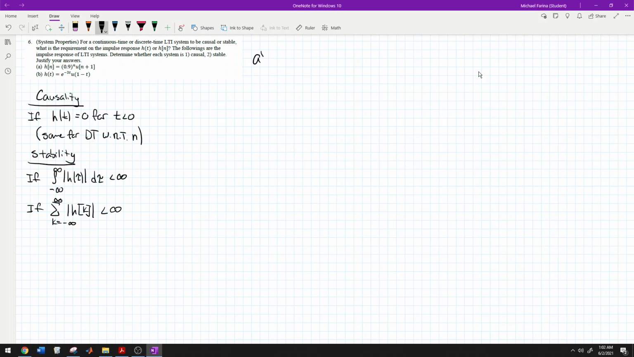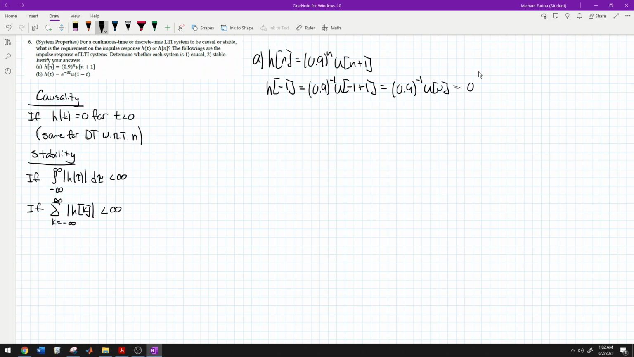So let's take a look at A here. We have h[n] equals 0.9^n u[n+1]. And we can very easily show that it's not a causal system. Let's just throw in a value of negative 1. Well, we get 0.9^(-1) u[-1+1], which is equal to 0.9^(-1) u[0], which is equal to 0.9^(-1), and that does not equal 0. So, not causal.